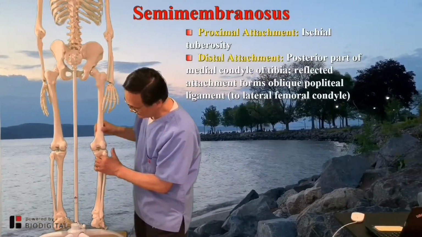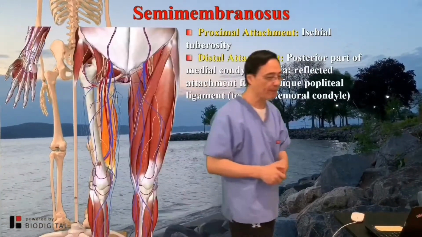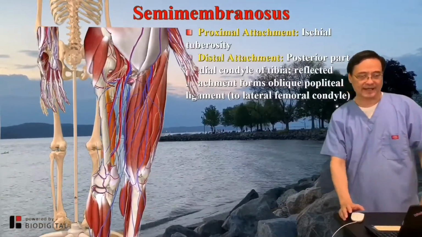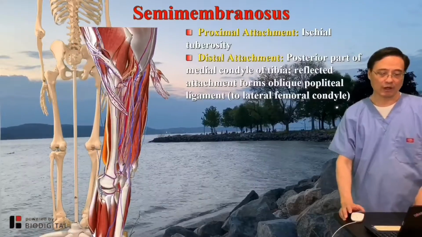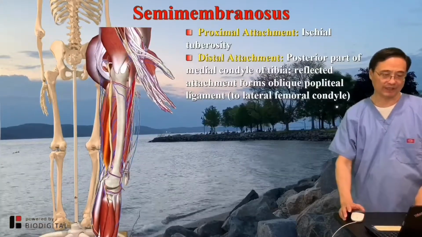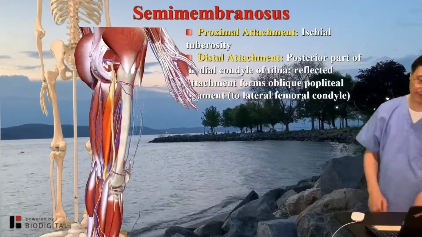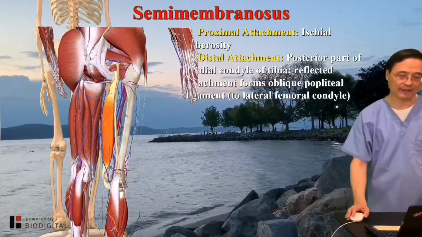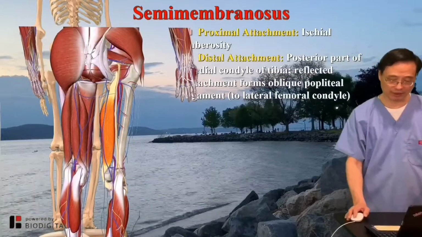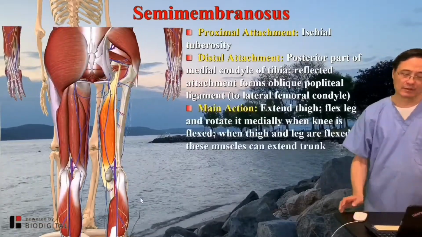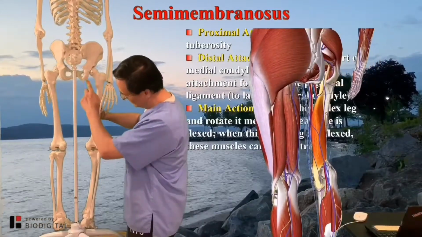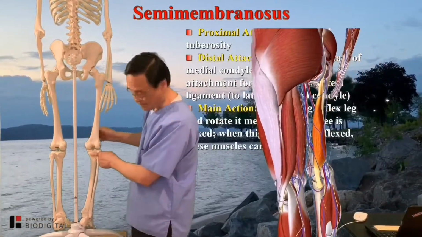Right here. Okay? Right here. And the reflected attachment is from the oblique popliteal ligament to the lateral femoral condyle over there. But most important, you remember they are in the posterior part of the medial condyle of the tibia. All right? So from here, over here.